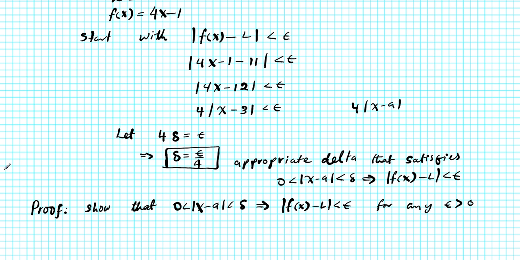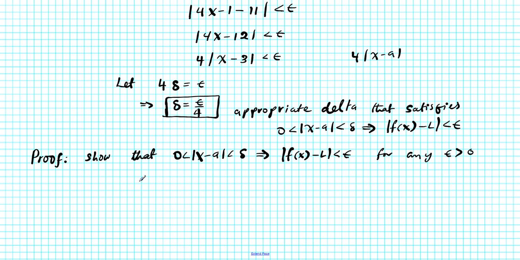All right, so let's go ahead and do the proof. So we now know that we're going to say, let's say we have a delta neighborhood for some epsilon greater than 0. So let us have 0 is less than x minus a.